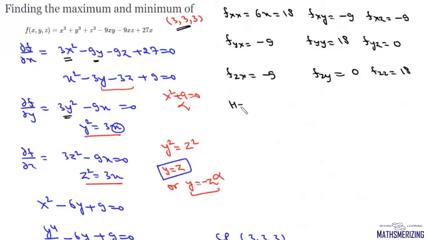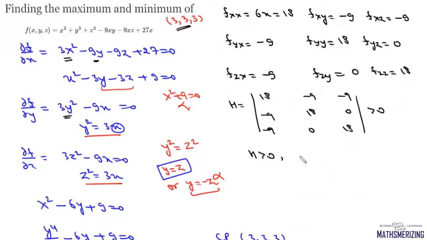Now we'll find this Hessian determinant, and it will be 18, minus 9, minus 9; minus 9, 18, 0; minus 9, 0 and 18. Now we'll solve this determinant. Its value comes out to be positive. So here we have the condition where h is greater than 0 and fxx is also greater than 0, which simply means that this point 3, 3, 3 is a point of local minima. So we'll have a local minimum value at this point 3, 3 and 3.